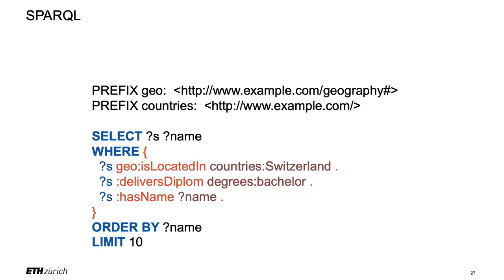in that case, right? So here we look for S and name such that S is located in Switzerland, S delivers the bachelor's diploma, and S has the name, right? So that basically fetches the name of S. And then we order by name. So by default, that's going to be ascending alphabetically and get the top 10, okay? So this is what I wanted to show you.